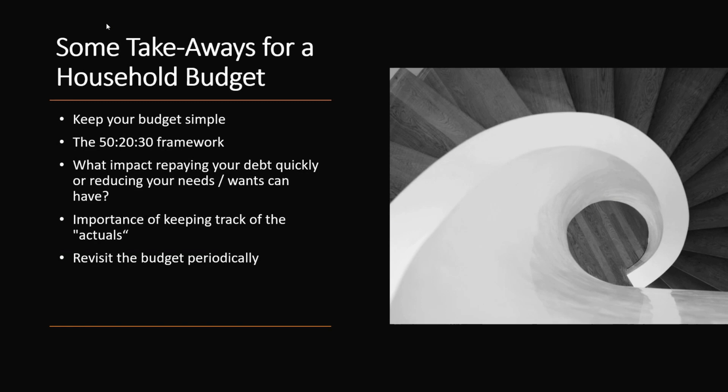This is just a summary of the key points I just took you through, right? So just as a recap, keep your budget simple. Remember that 50-20-30 framework, which is about your needs, your wants, and your savings. And if you want to grow your savings pie, the way to do it is to reduce your needs and your wants. And one to keep an eye on is your debt. Quickly repaying your debt can have a big impact on your personal budget.